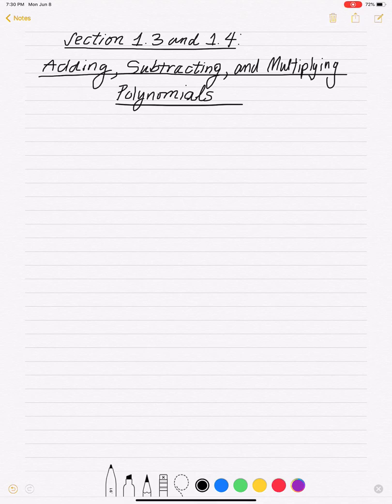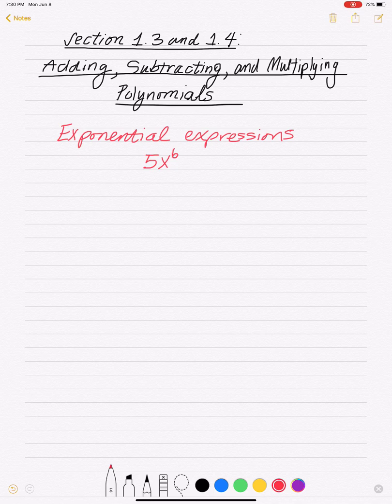So it was in section 1.2 where we looked at exponential expressions, right? Exponential expressions. So remember what an exponential expression consists of. With exponential expressions, we would have a number, and then maybe a variable, and then an exponent, and then another variable and maybe an exponent, something like that.